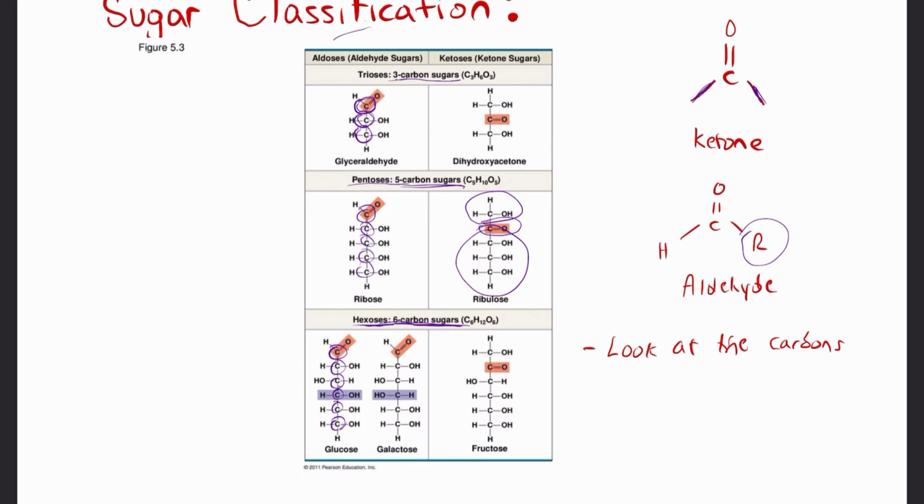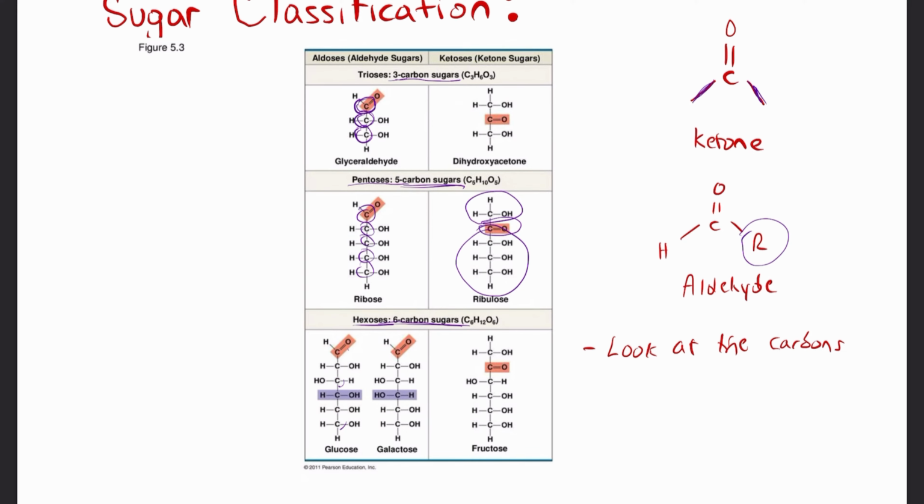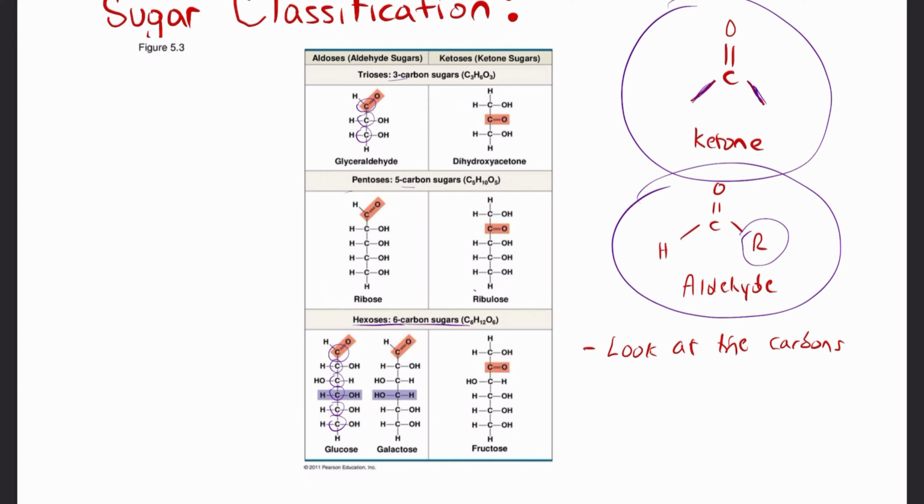Now it's also divided by another column where it says aldoses and ketoses. A good way to memorize this is if we look over to our right, we have the ketone and the aldehyde, which I'll circle in just a bit. I'm just cleaning up this chart. We have the ketone and then we have the aldehyde.